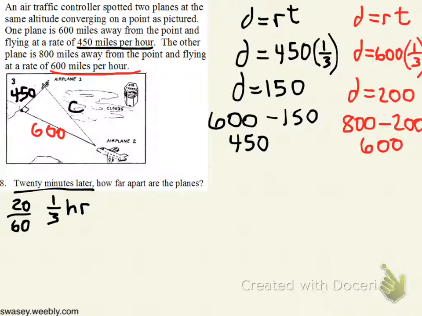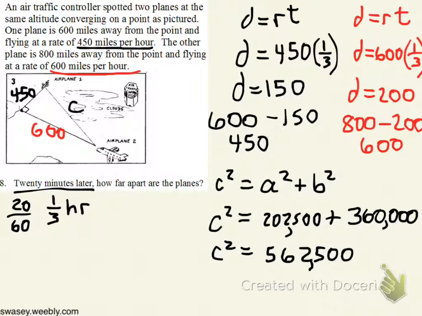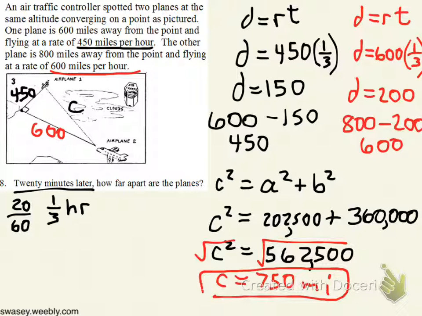And so we're finding the hypotenuse again. So c squared equals a squared plus b squared. So square those, add them together, and then square root. Only a positive answer makes sense here. And so we get 750. So now they're only 750 miles apart. On the last one we saw 1,000 miles apart.